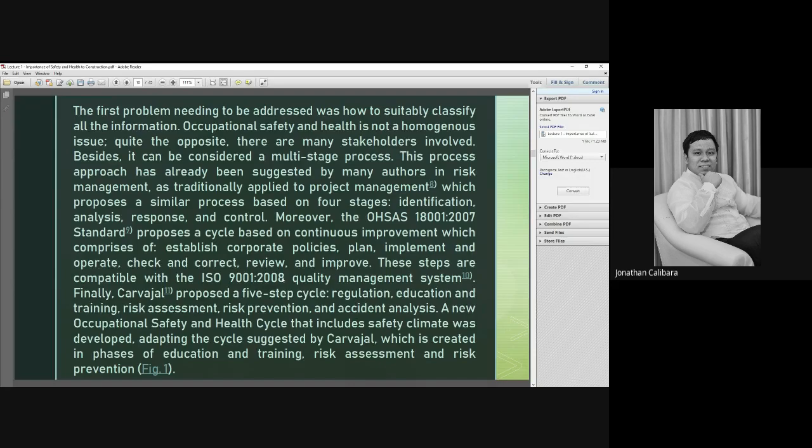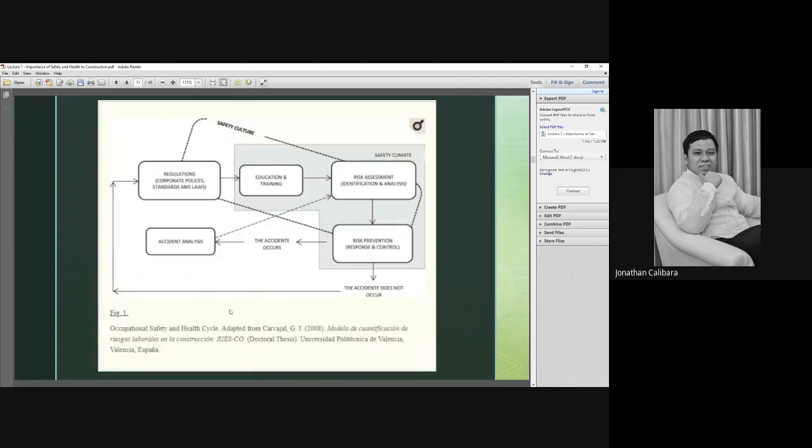Okay? So in this process, according to Carvajal, he added to the cycle what he called the safety climate. This is one way of checking how we are protected by the weather: during the hot season, during the rainy season, outside, during winter. So that is our assessment. In figure 1, this is the cycle given. Check the slides.